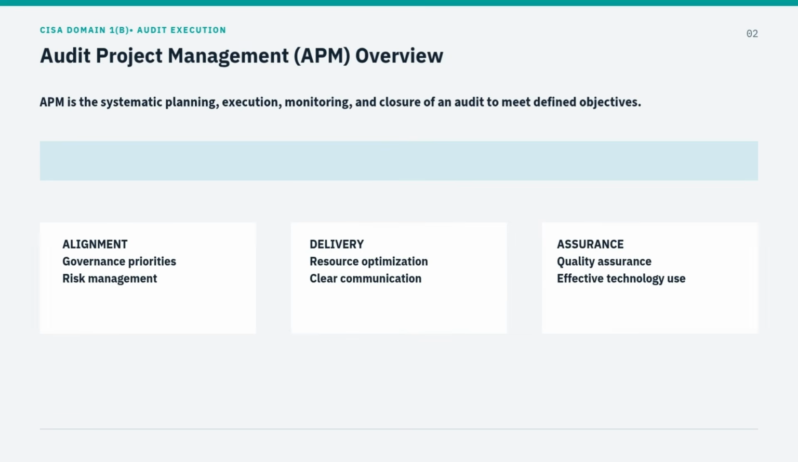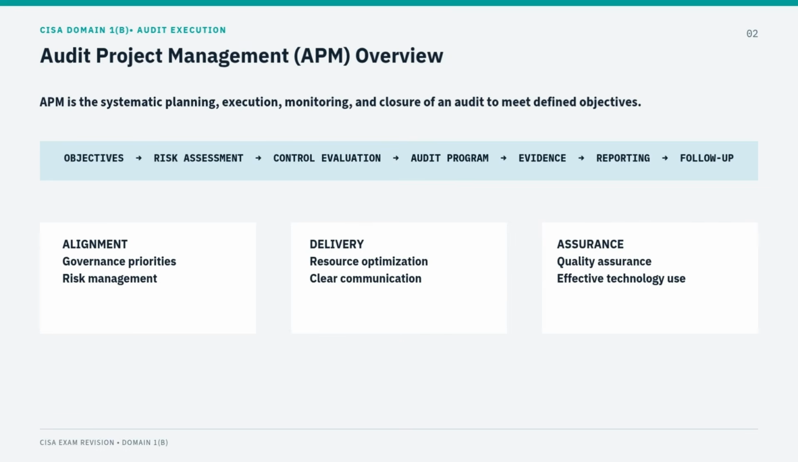Now, effective audit project management starts with alignment. The audit must support governance priorities and risk management objectives. We then focus on efficient delivery through resource optimization and clear communication while maintaining quality assurance and appropriate use of technology.